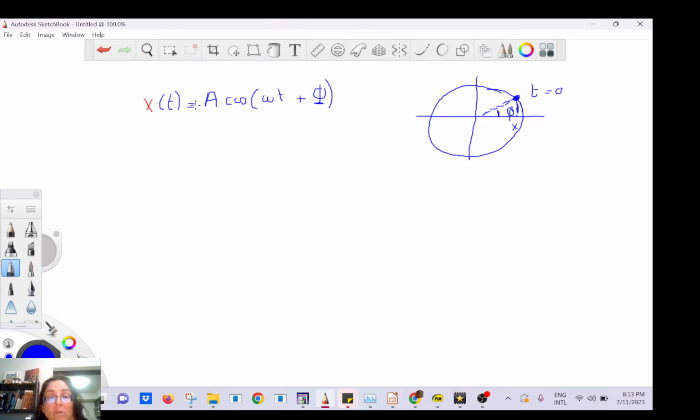So how do we find the velocity? Remember, if you took calculus, it's just the derivative, dx over dt. You take the derivative of cosine, it's going to be a sine, but you have to take omega out. So it's going to be this.